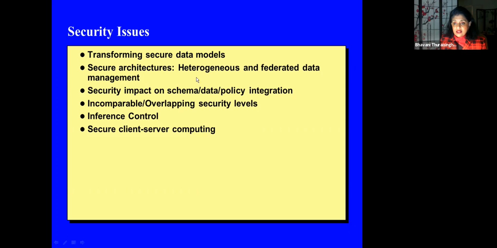So security architectures, heterogeneous and federated data management, and then of course there's the security impact on schema, data, and policy integration. I'm going to talk about every single topic. And then you can have something really strange: incomparable and overlapping security levels. I'll mention what I mean. Inference control, of course, and secure client-server computing.